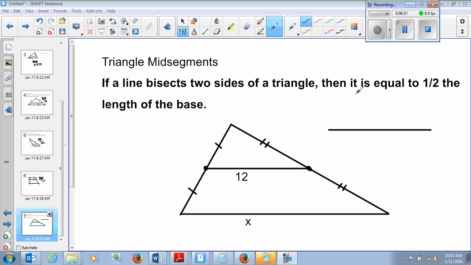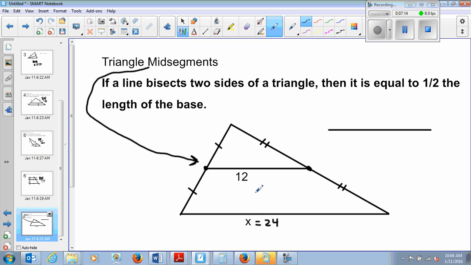When this happens, what we see is that the midsegment, which is what this is called right here, is actually equal to 1/2 of the base. Okay, it's also going to be parallel to that base, but it's going to be equal to 1/2. So you may already know what x is. X is going to equal 24. Now, if they gave you the base, then you would just divide by 2 to get the midsegment.